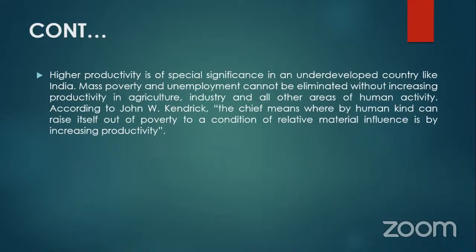Higher productivity is of special significance in an underdeveloped country like India. Mass poverty and unemployment cannot be eliminated without increasing productivity in agriculture, industry and all other areas of human activity. According to John W. Kendrick, the chief means whereby humankind can raise itself out of poverty to a condition of relative material affluence is by increasing productivity.